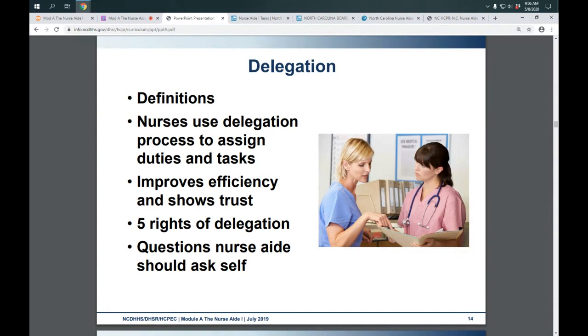Do I have the information to do the task? Do I have any questions about it? Do I believe that I can do it and have the necessary skills? Do I have the equipment? Do I have the supplies? Do I know who my supervisor is and how I can get them? Have I told my supervisor if I need help to do the task? All these things, this is on you.